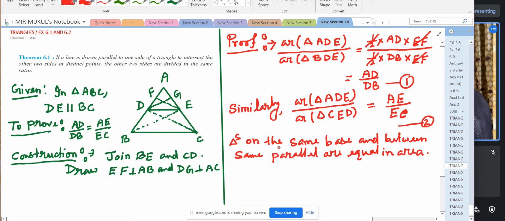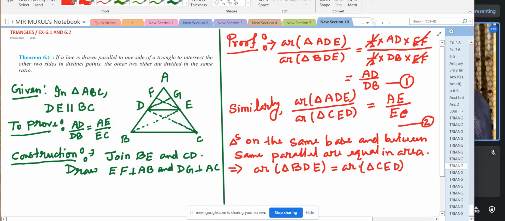Where did you get this concept? Have you got it before? Yes, sir, it was in ninth standard. Very good. In ninth standard, we learned triangles on the same base and between the same parallels are equal in area. We also learned parallelograms on the same base and between the same parallels are equal in area. So from here we can say area of triangle BDE equals area of triangle CDE.